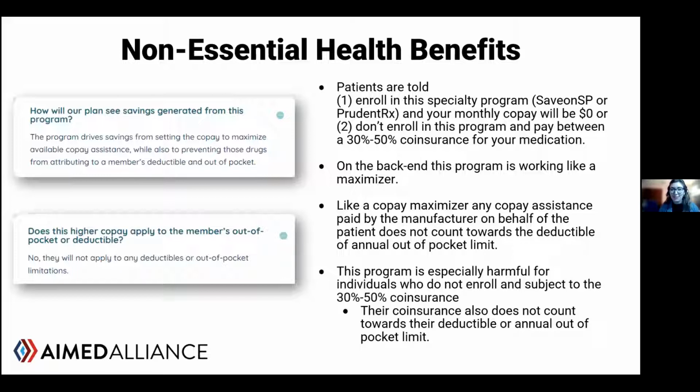This non-EHB scheme is especially harmful for individuals who choose not to enroll. So if an individual doesn't want to enroll in this program, they're told that they will have to pay between a 30% to a 50% coinsurance to get their medication. And for the individuals who don't want to enroll, this 30% to 50% coinsurance is still not counting towards their deductible or their annual out-of-pocket limit. Next slide, please.